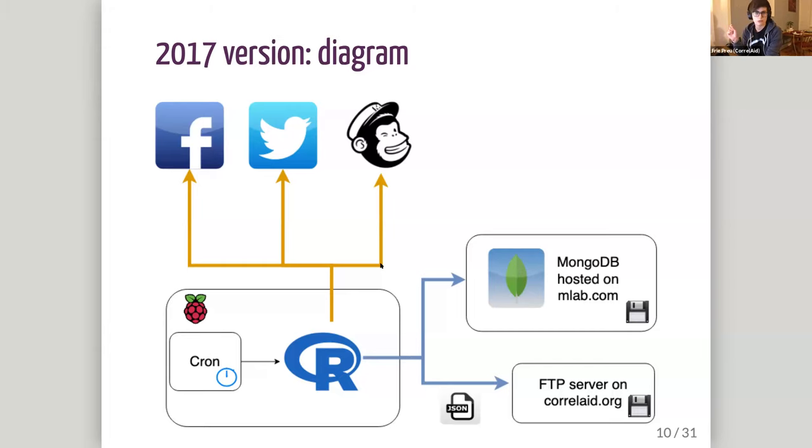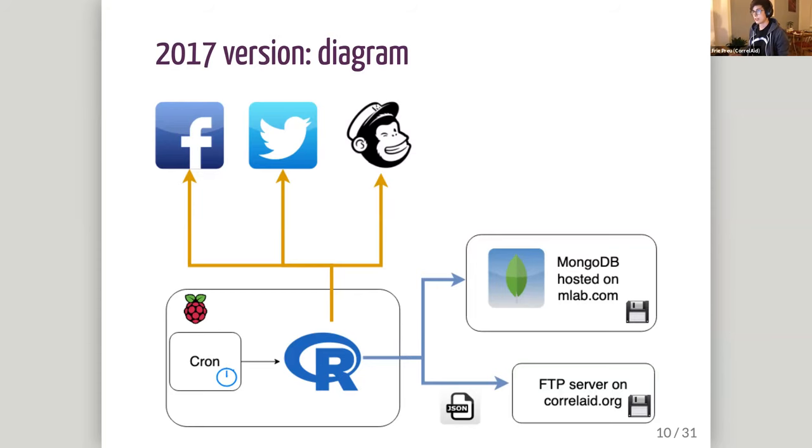One was a hosted MongoDB, which was a bit unorthodox, I think, because the data did not require a NoSQL database, but that's what I knew back then. And so that's why I used it. And the other thing was an FTP server. And that's maybe not so important to know what that is right now.